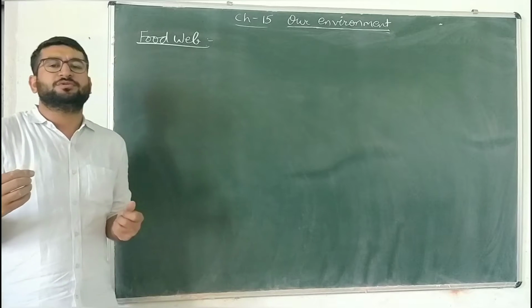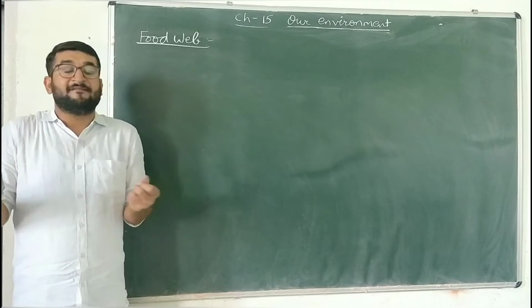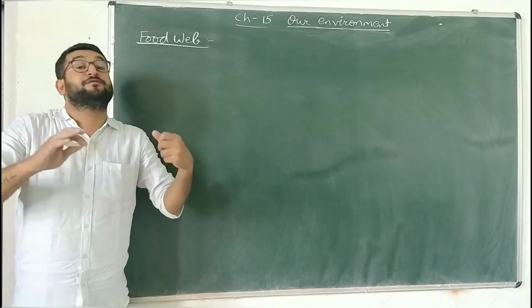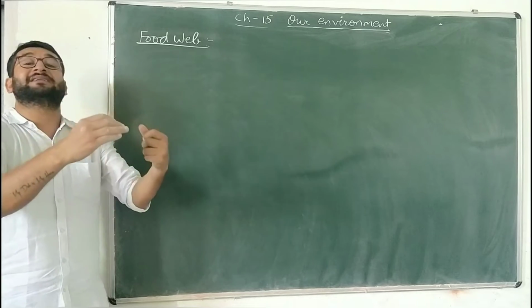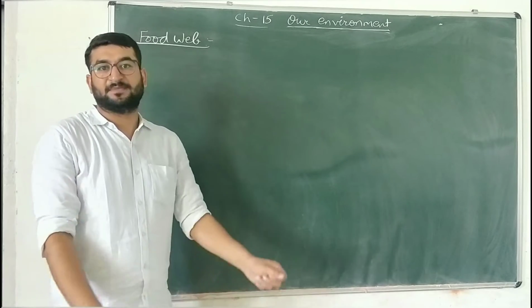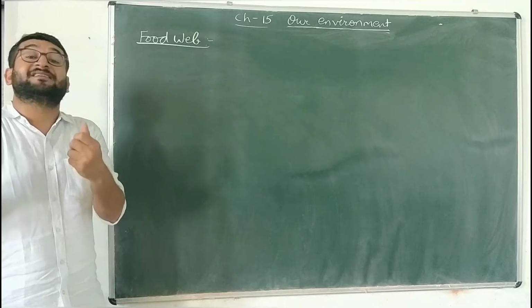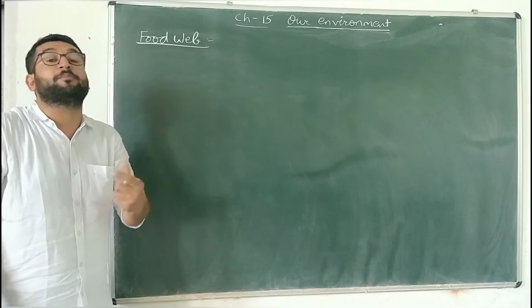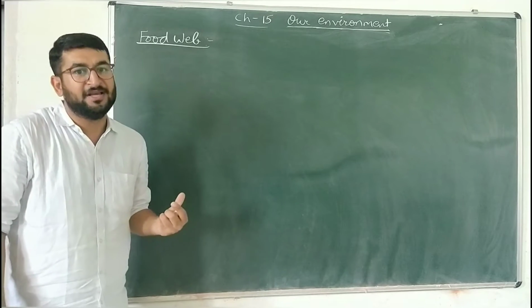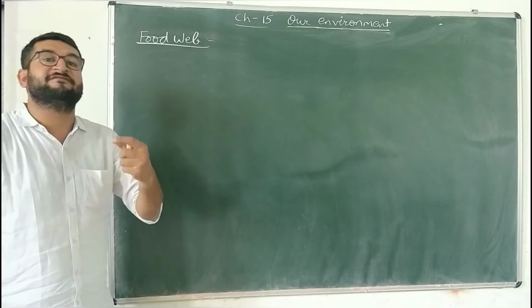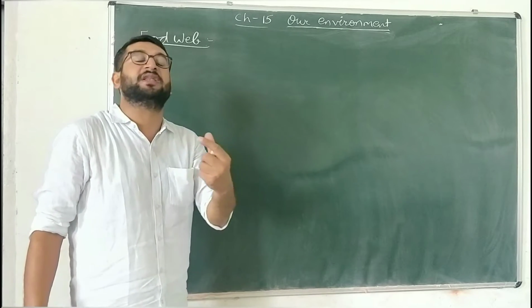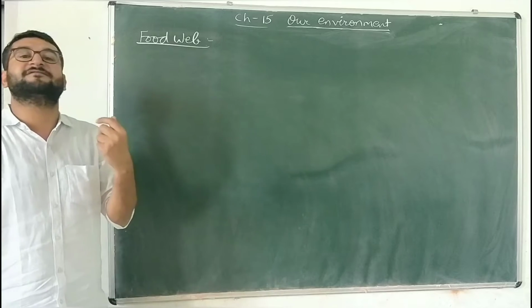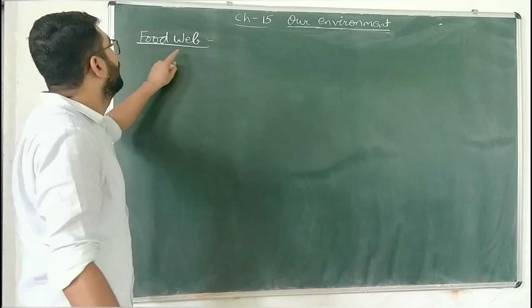You know what, bachcho? In an ecosystem, various trophic levels of a food chain are interconnected at various points. And those interconnections between the various trophic levels of a food chain will lead to the formation of a web-like structure in a community, in an ecosystem, and that web-like structure is known as food web.